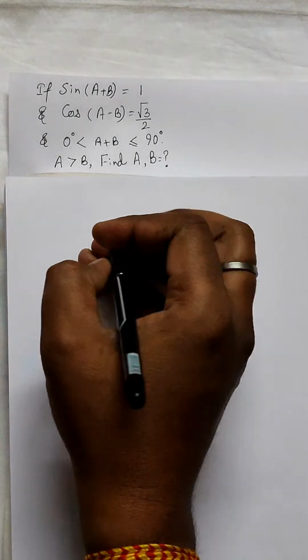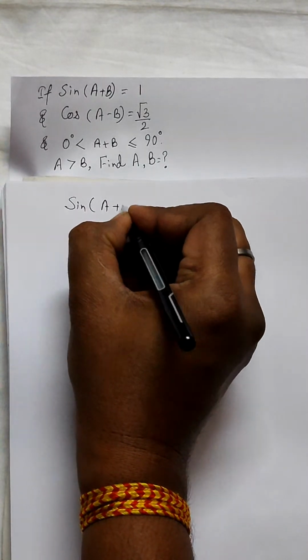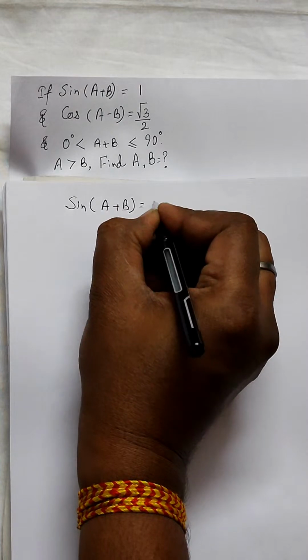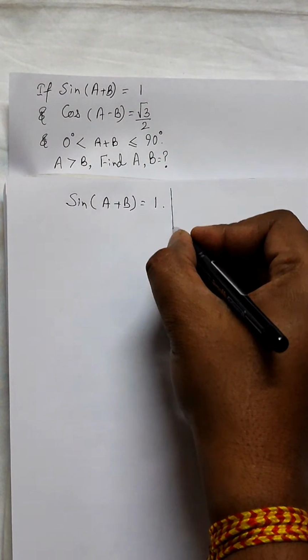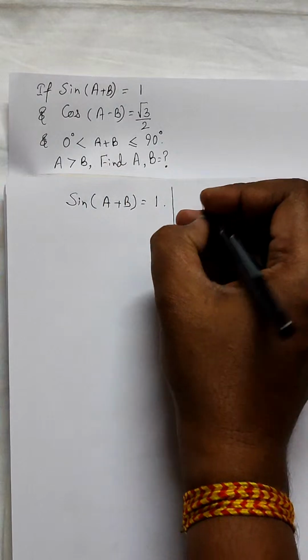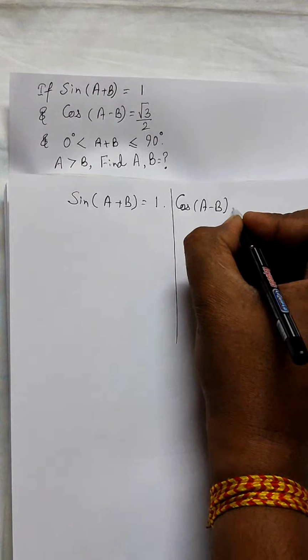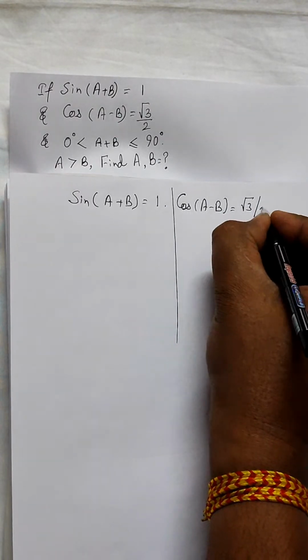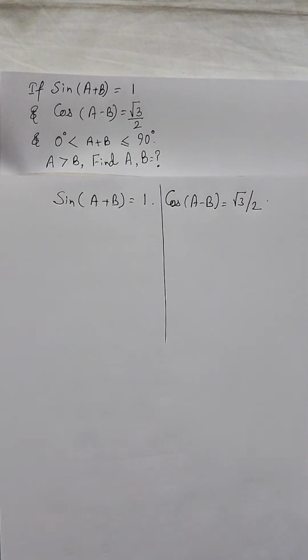So here it's given that sine of a plus b is equal to 1, right? Sine of a plus b is equal to 1, and the other criterion given is that cos of a minus b is equal to root 3 by 2. These are the two pieces of data given to you, right? Now let us solve it.